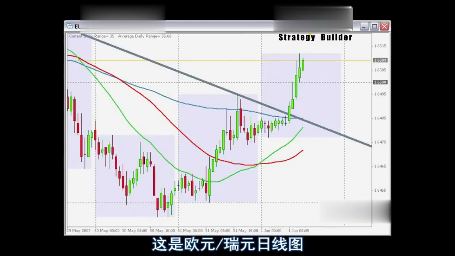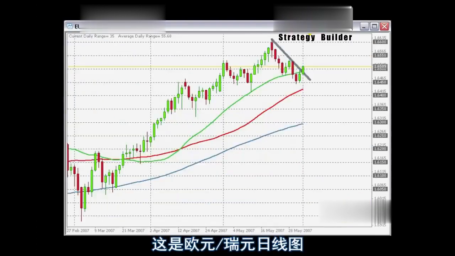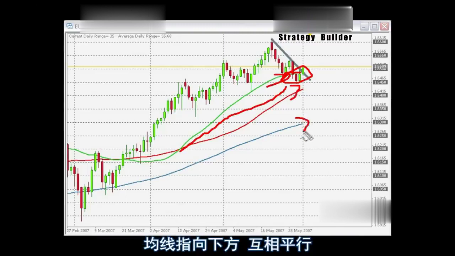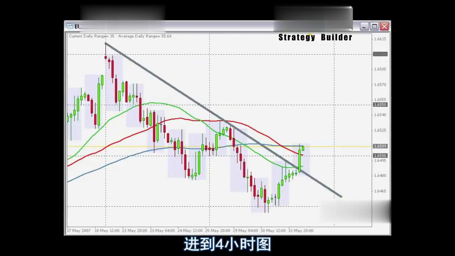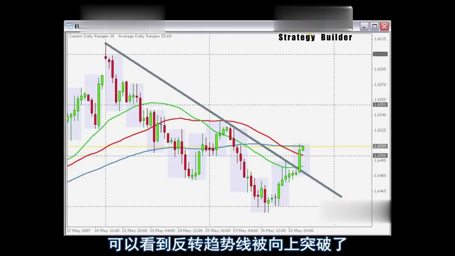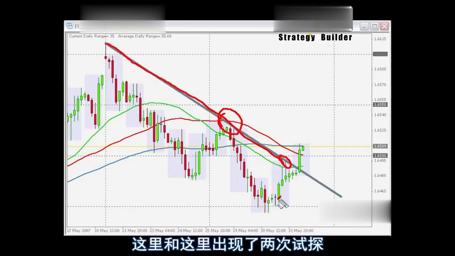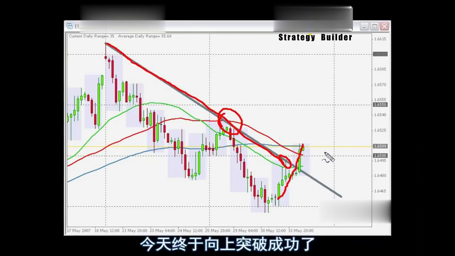The first of all is the Euro CHF. I'm seeing in the daily chart a bounce off the dynamic area of support in a nice trend, with the moving averages all pointing down, parallel to each other, etc. And if we zoom in to the 4-hour chart, we see a trend line break to the upside. You see this trend line right there. It was tested there, and today we've broken to the upside.